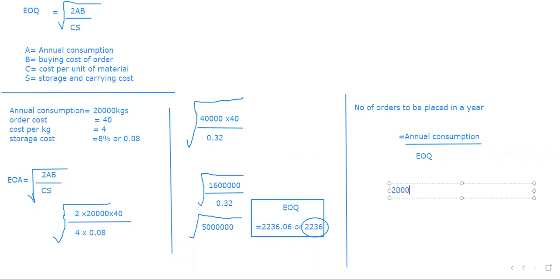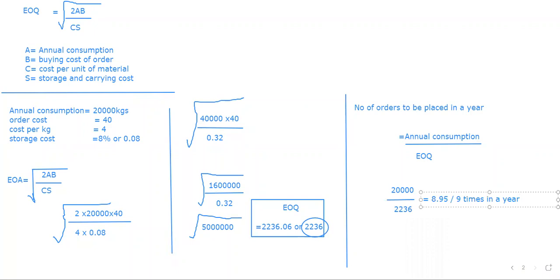So annual consumption is 20,000, which is not going to change, divided by the EOQ answer we got, 2236. That is what I'm going to divide with. When I divide it, I get 8.95. But I need a proper number, no? So after the point it is 9. So I can take it as 9 times in a year.